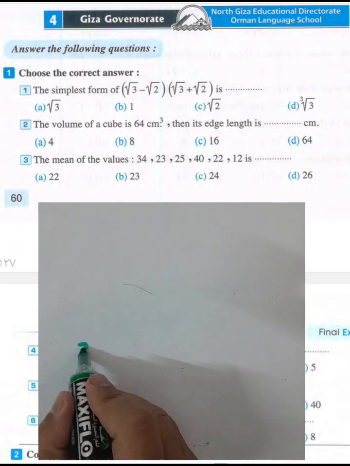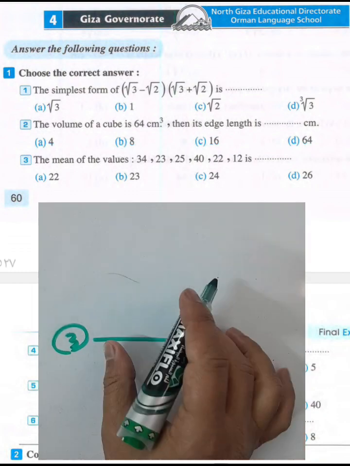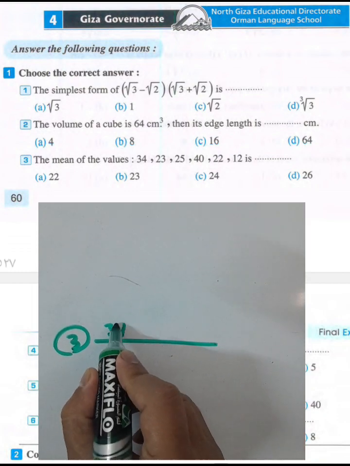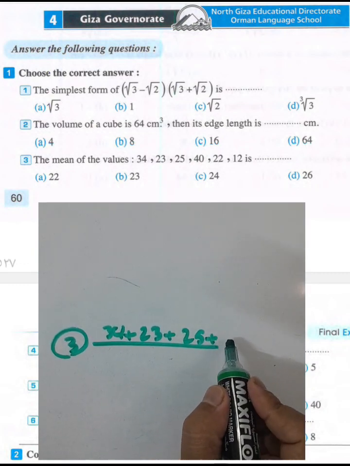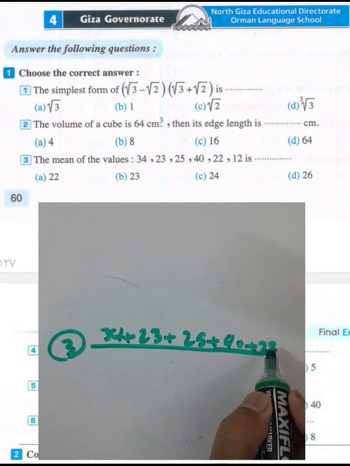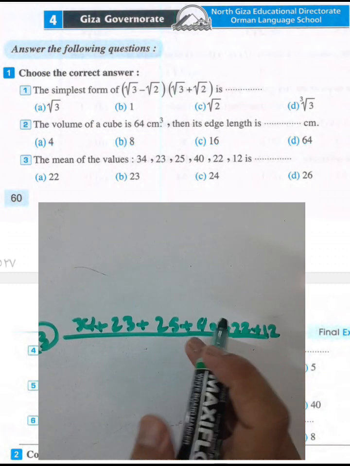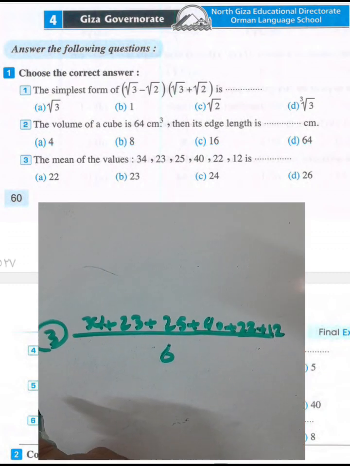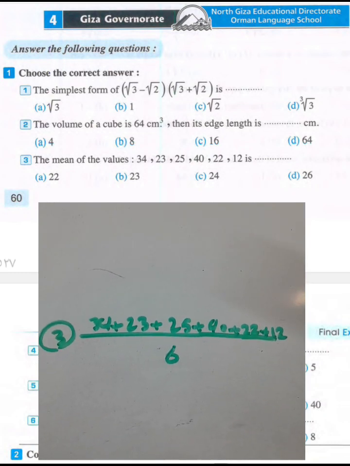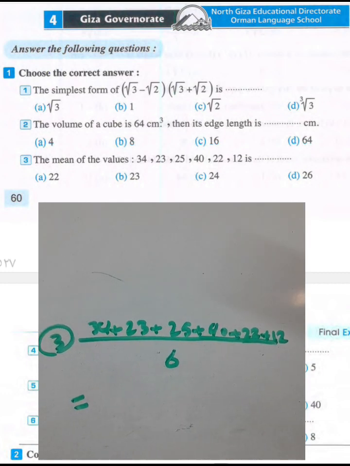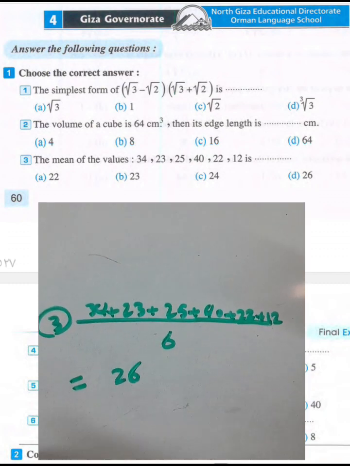Question number 3: the mean of the values is what? We can find the mean by finding the sum of all values divided by the number of the values. Right, 34 plus 23 plus 25 plus 40 plus 22 plus 12, divided by 1, 2, 3, 4, 5, 6. We can use a calculator to find the result. It will be 26. Letter D.